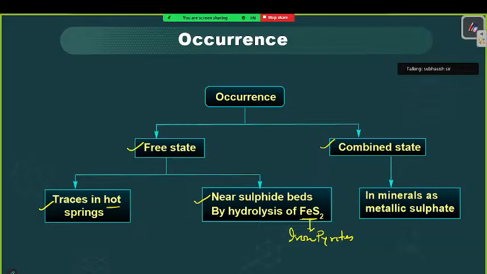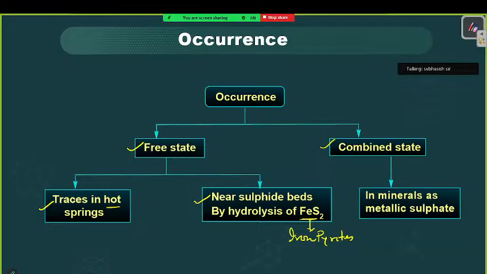That is actually a natural process. In nature, we get one of the important ores of iron, that is iron pyrites, and when iron pyrites is hydrolyzed, it produces some amount of sulfuric acid, not a large amount but some amount. Traces of sulfuric acid are present in hot springs also.